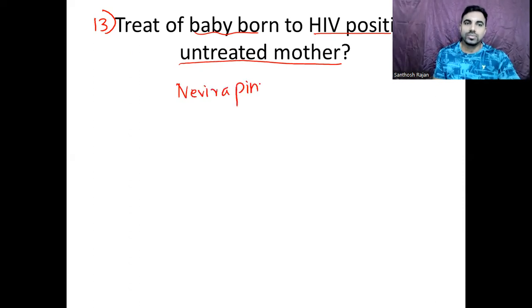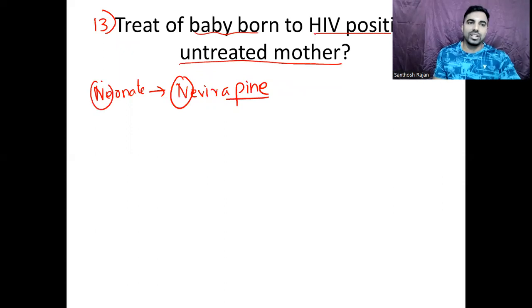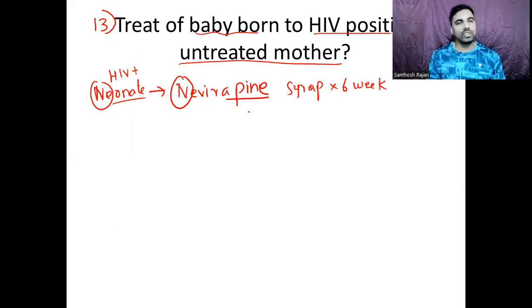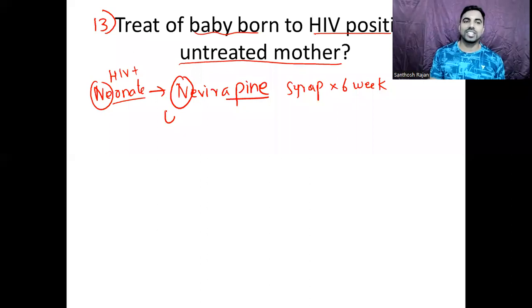Nevirapine. For the neonate of an HIV positive mother, you have to give nevirapine syrup. Usually it's in a syrup form. You will be giving it for a minimum of 6 weeks. This is the answer. If you have nevirapine, then that's the right answer. Okay, that's the correct answer.